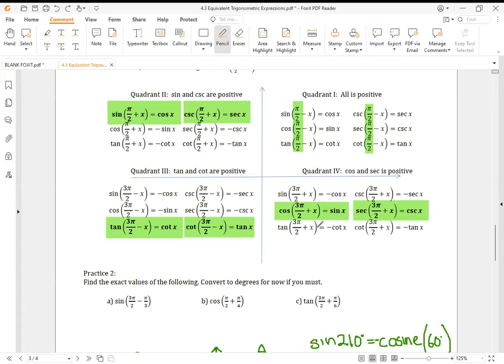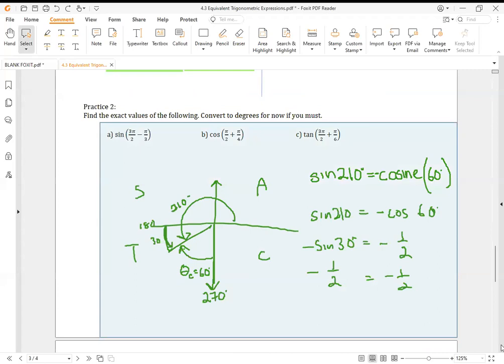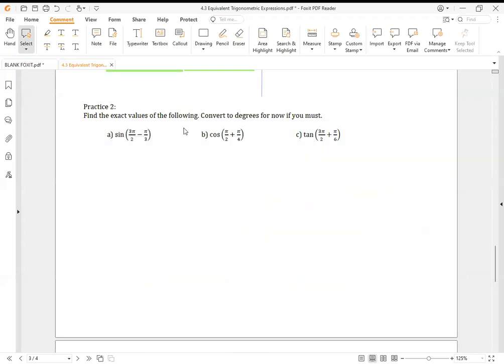So how about we take a look at practice 2 and try practice 3 and call it a day. Okay? Take a look. See how I work through these examples. The original ratio is sine.